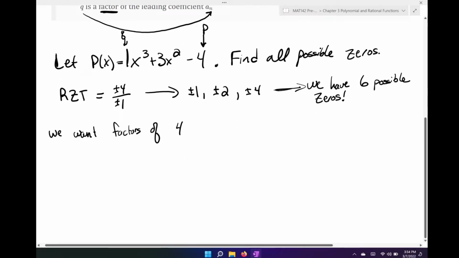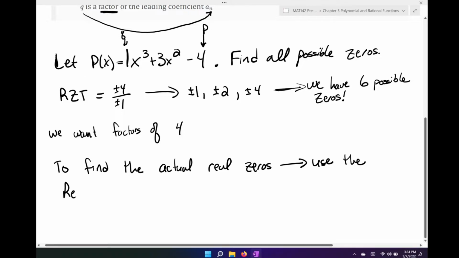And to find the actual real zeros, we would use the remainder theorem. All right, and that's going to bring us into our next question.